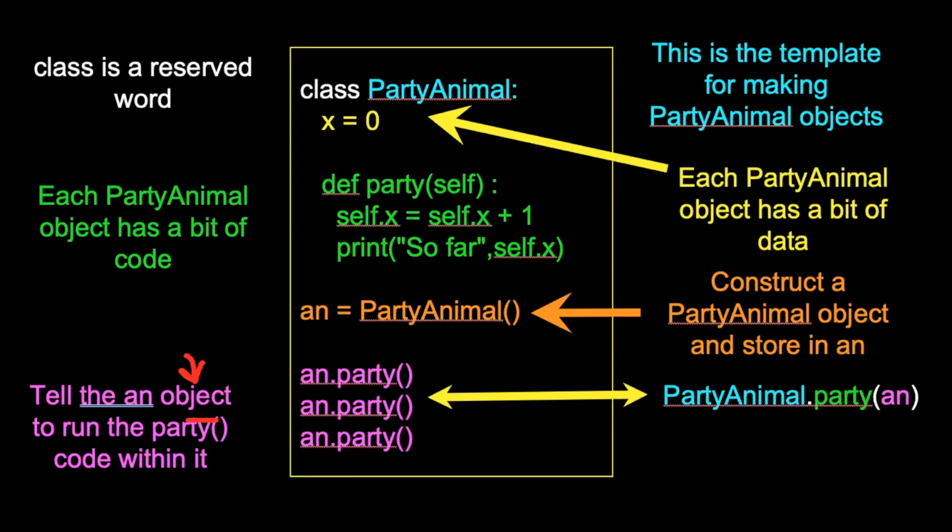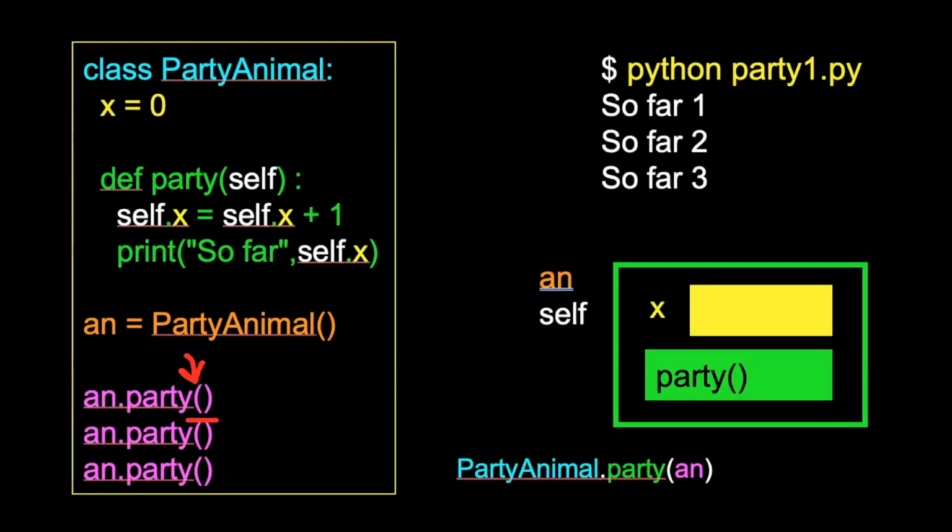So this is what happens when this is called 3 times. Your party is going to be called 3 times, which means that your self.x equals self.x plus 1 is going to be called 3 times. The first time self.x is 1, and when you print it, so far self.x, you're getting 1.